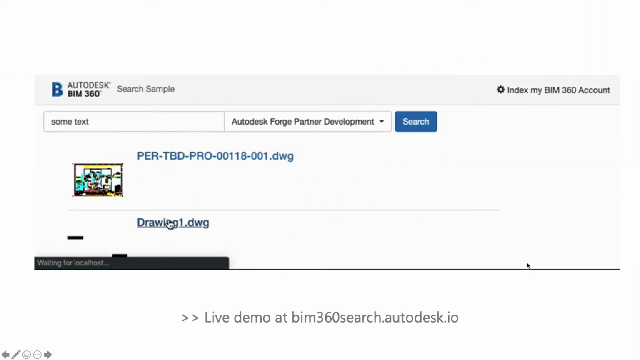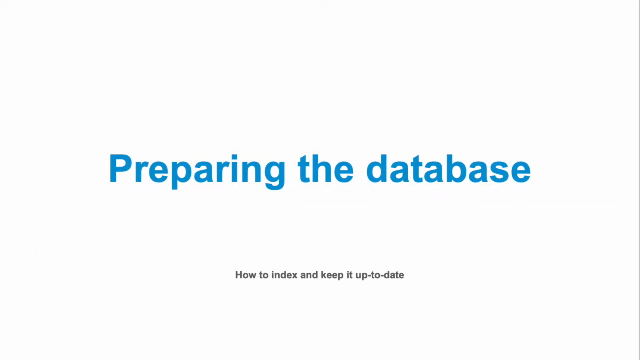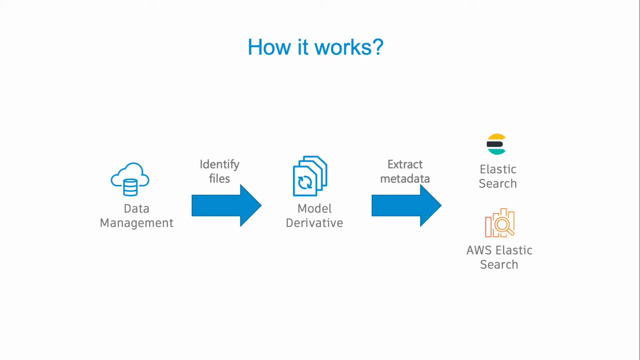So how does it work? The first step is to prepare the database. This is essentially how we index the documents and keep it up to date. Indexing the documents is the key step of any search. This is what any search engine is doing, like Google. So Google is browsing the entire web and indexing all the documents on the web. We have to do the same thing here.